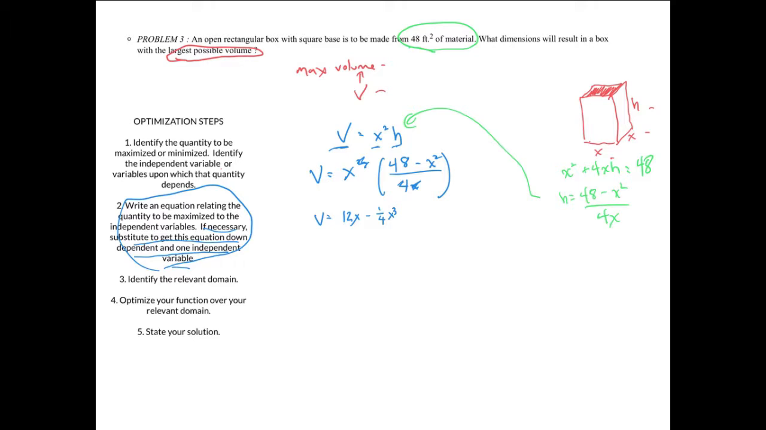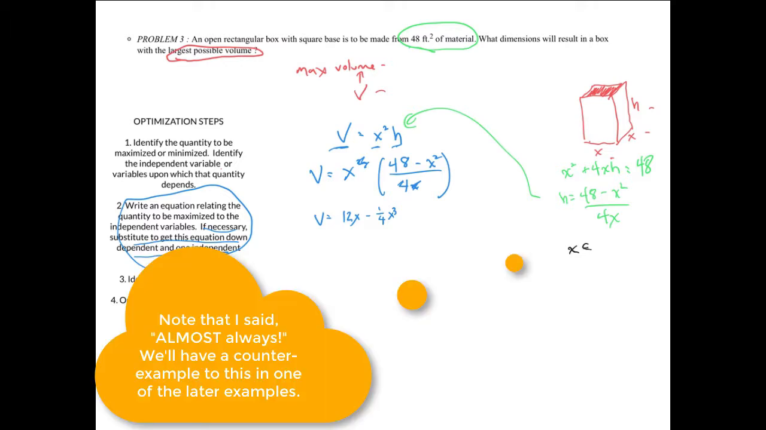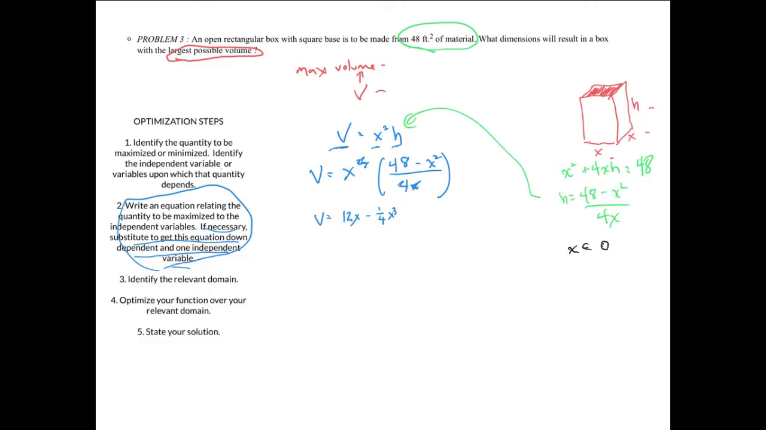And the way to figure out the relevant domain is you come back to the problem, and almost always in these problems, the smallest your independent variable is going to be able to be is 0. The question is, is it possible? So is it possible for my x to be 0 and for me to have an area of 48? And the answer is no, because if my x was 0, this would be 0, and this would be 0. So I would not include that, comma.